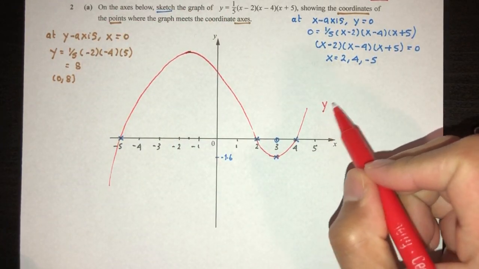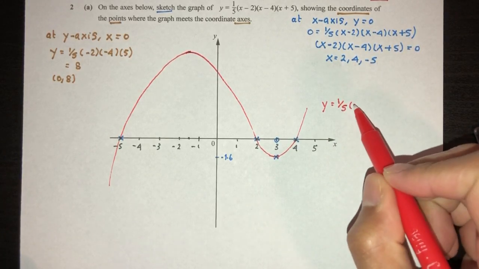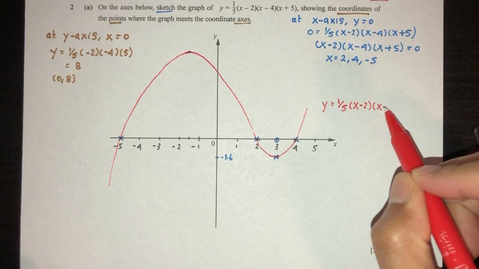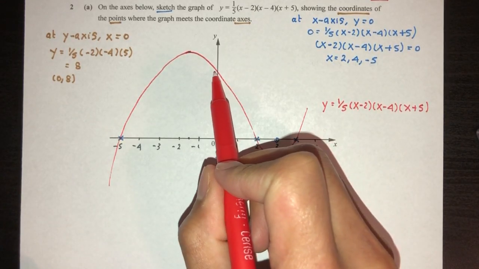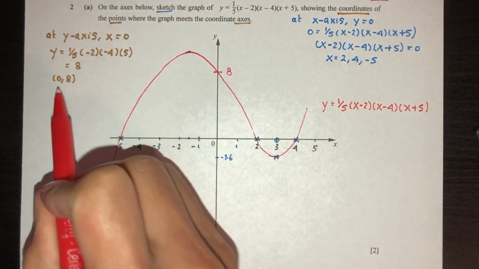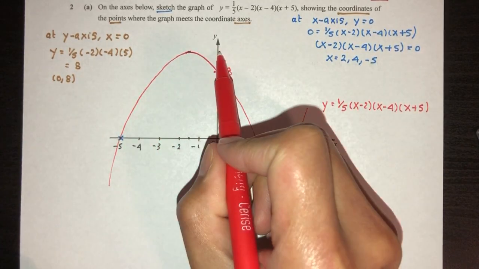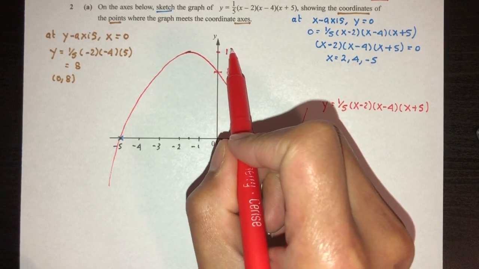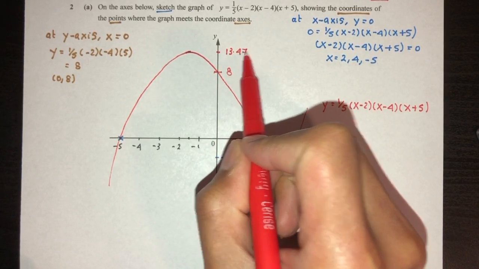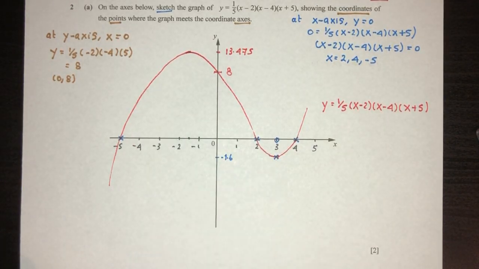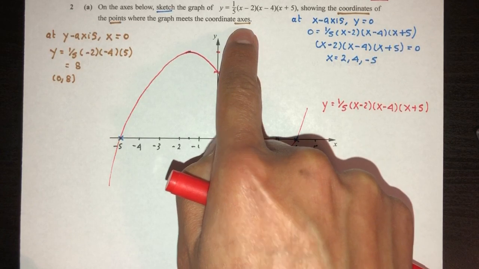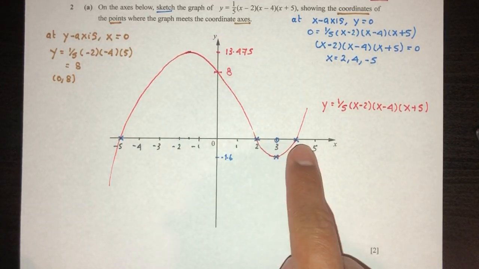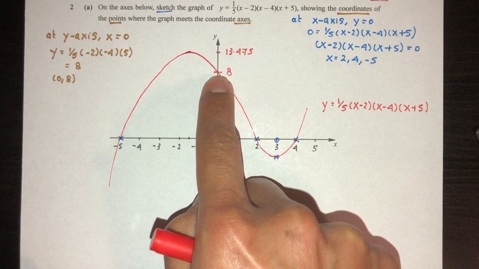You can label this as y equal to 1 over 5 times x minus 2, x minus 4, and x plus 5. Of course, you have to mark the points where it meets your axis. This is the point 0, 8, as you can see. You can write this down as 13.475. And these are the points on the x-axis. So the main thing you need to show is the coordinates of the points on the axis.